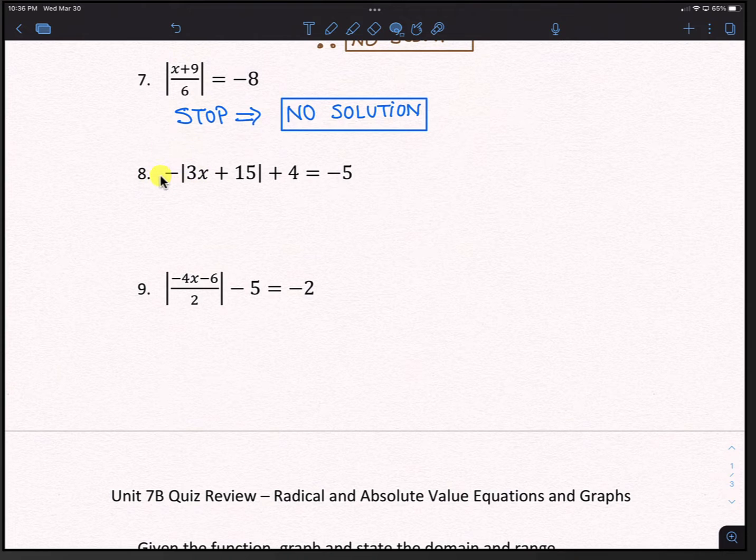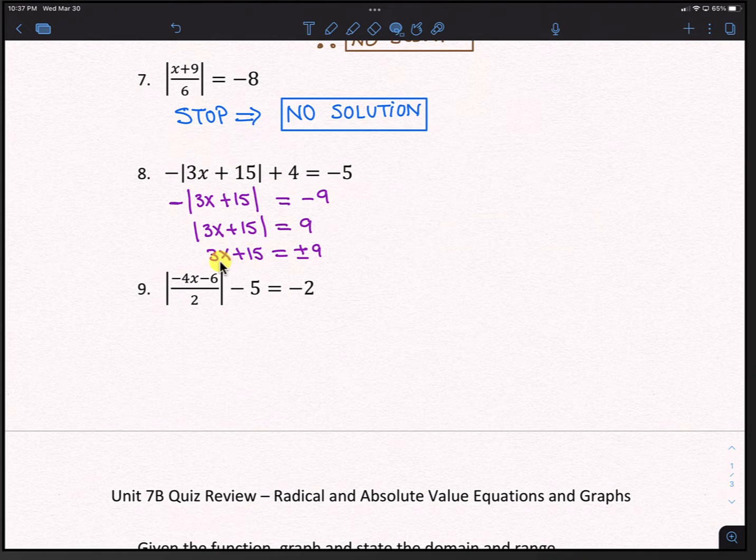Okay, for number 8, we have the negative of this absolute value plus the 4 equals -5. First, we will get rid of the 4 by subtraction. So let's subtract 4 from both sides, and that results in -9 on the right. Now we have this negative in front of the absolute value. So let's divide both sides by -1. And the result is that the absolute value is equal to 9.